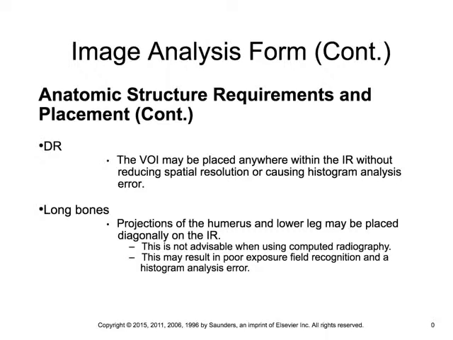So with digital radiography, the volume of interest can be placed anywhere on the image receptor without reducing spatial resolution, which is interesting. But when we're talking about long bones like projections of the humerus and lower leg, that may need to be placed diagonally on the image receptor. This is not advisable when we're using computed radiography. It will result in a poor exposure field recognition and probably some histogram analysis error.